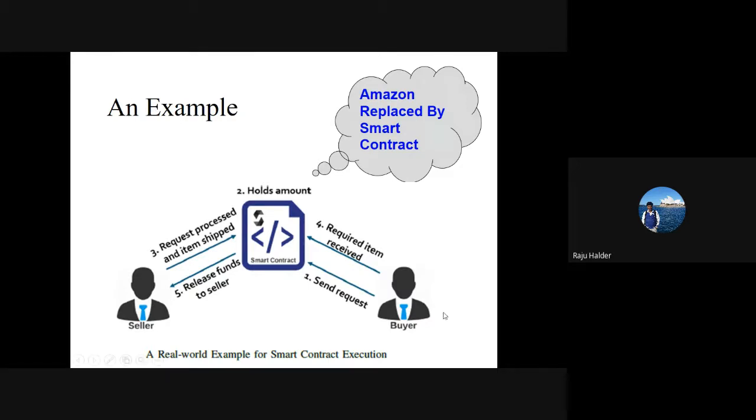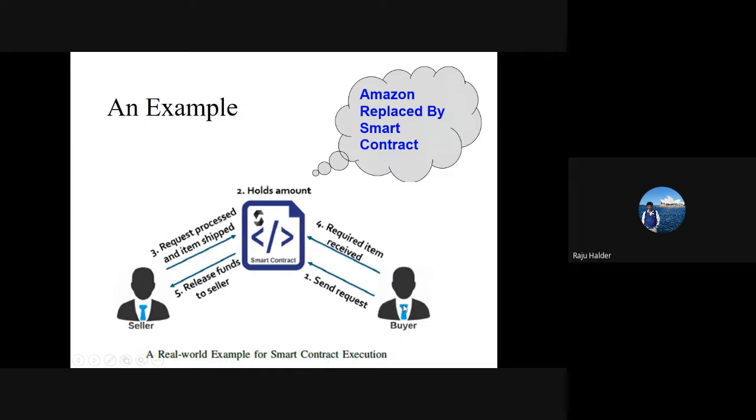Suppose in the blockchain, I am the seller and you are the buyer. I am acting as a node, you are acting as a node. And in the blockchain, this program is written and it is in the blockchain, right? So this is the smart contract, and its functions do a similar thing as Amazon is doing. So now what will happen?